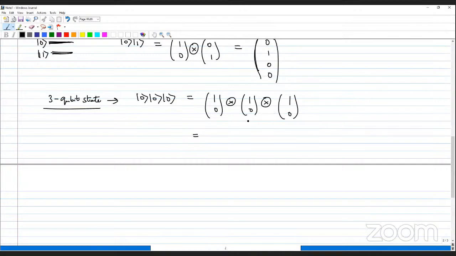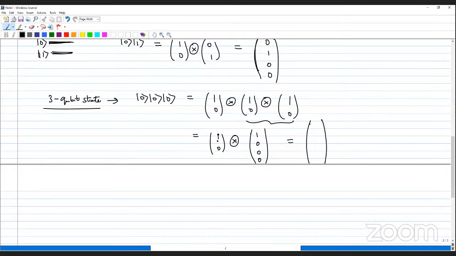You can do it in any order, but let's do these two first, because we've done this already. So this is 1 0 tensor a 4 column vector with entries 1 0 0 0, right? And now what do I get? Remember, this is a length 2 tensor a length 4, or a 2 cross 1 tensor a 4 cross 1. This gives me an 8 cross 1, a column vector of length 8.